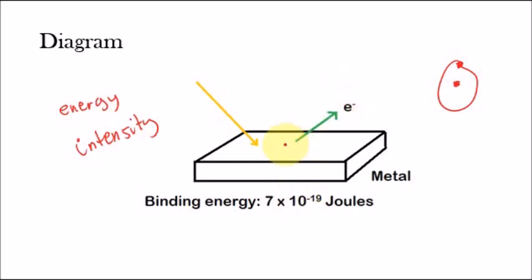Kinetic energy is energy in motion. Let's say the binding energy for this metal is 7 times 10 to the minus 19 joules, and the photon energy is 8 times 10 to the minus 19 joules. The 7 times 10 to the minus 19 joules would go towards getting the electron out of its energy levels and released from the atom, and the last 1 times 10 to the minus 19 joules would be converted into kinetic energy in order for the electron to move.